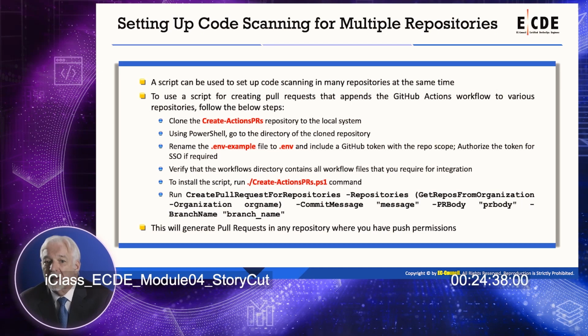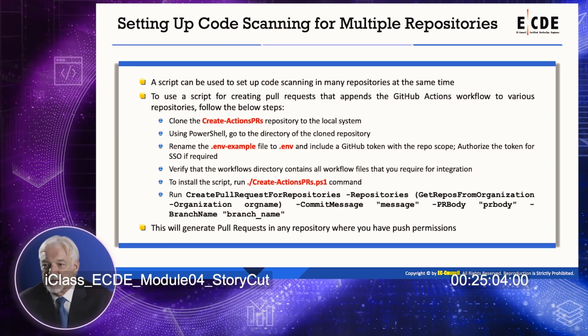Using PowerShell, go to the directory of the cloned repository on your workstation. Rename the .env-example file to .env and include a GitHub token with the repository scope. Authorize the token for SSO if required. Verify that the workflows directory contains all workflow files that you require for the integration.